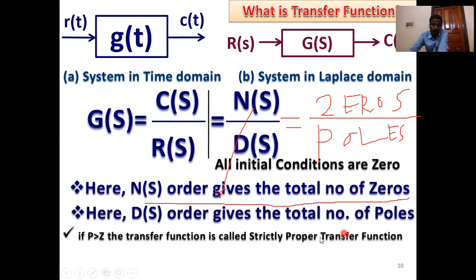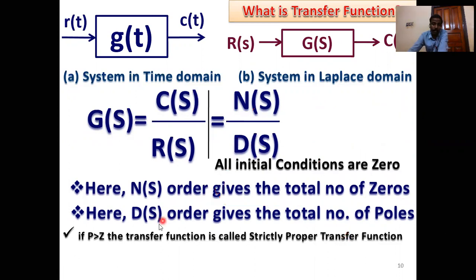This is a very important section. If P is greater than Z, what is the conclusion? Numerator gives zeros, denominator gives poles. If P is greater than Z, meaning the number of poles is greater than the number of zeros, the transfer function is called a strictly proper transfer function.